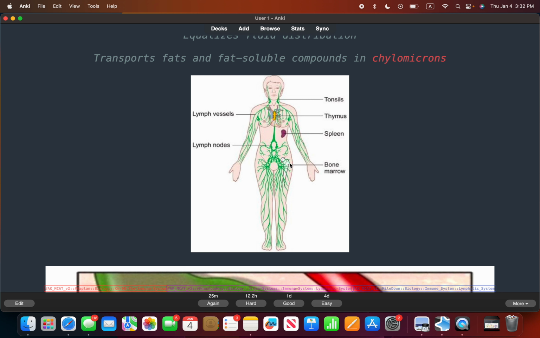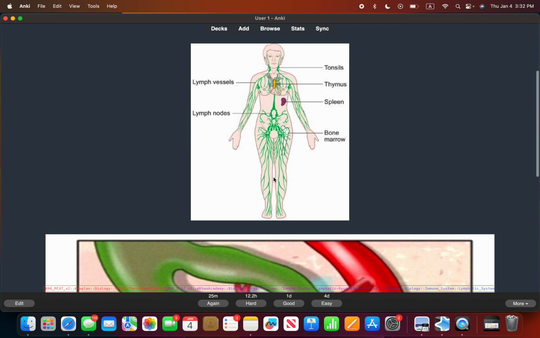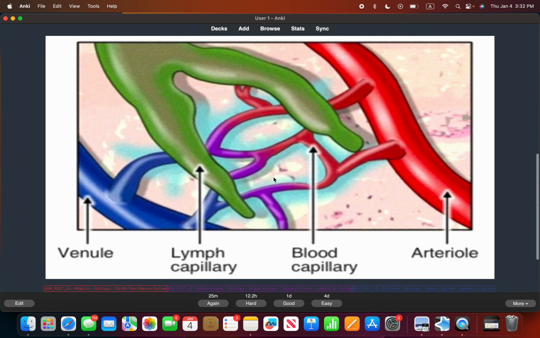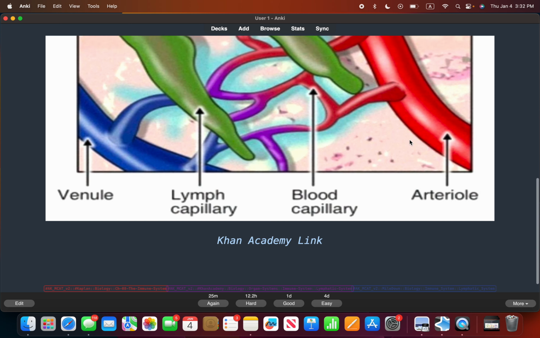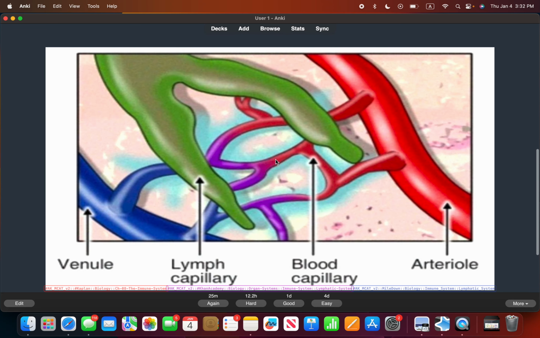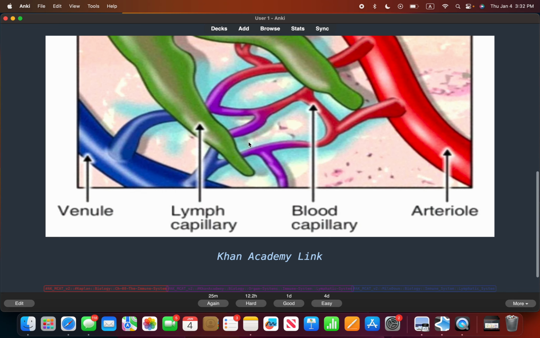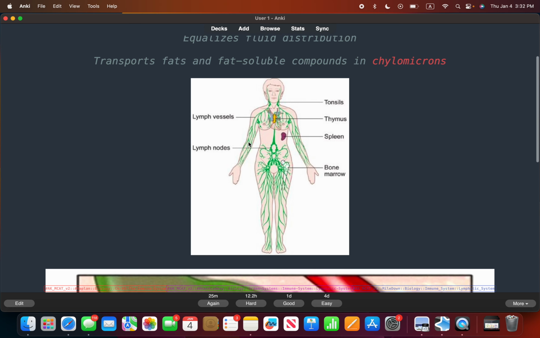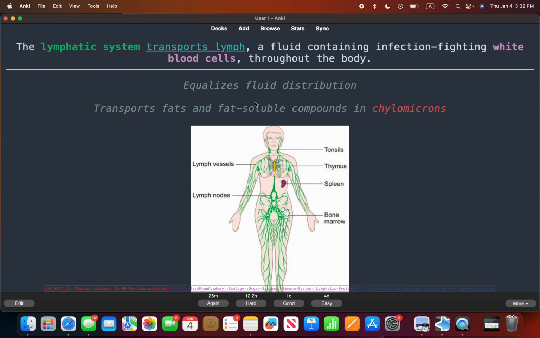And this is the bone marrow we're talking about, not here, right? You have a venule, you have a lymph capillary, you have the blood capillary, you have the arterial. This might be the axillary. For now, yeah, we notice.